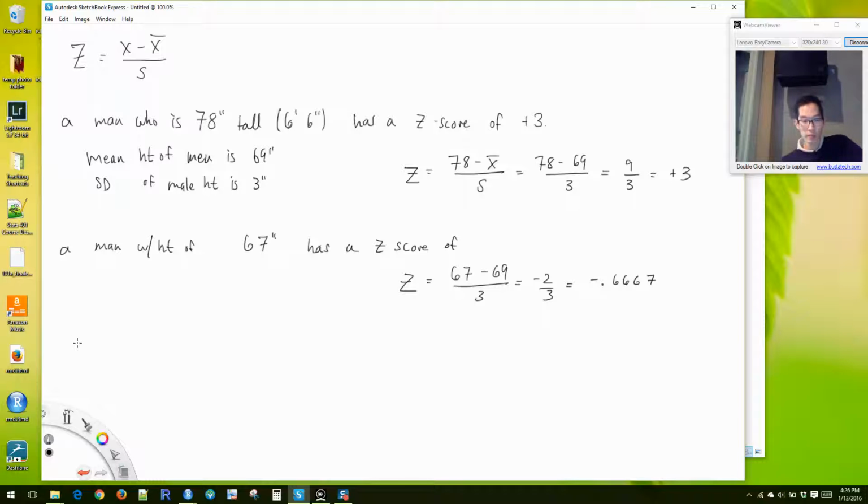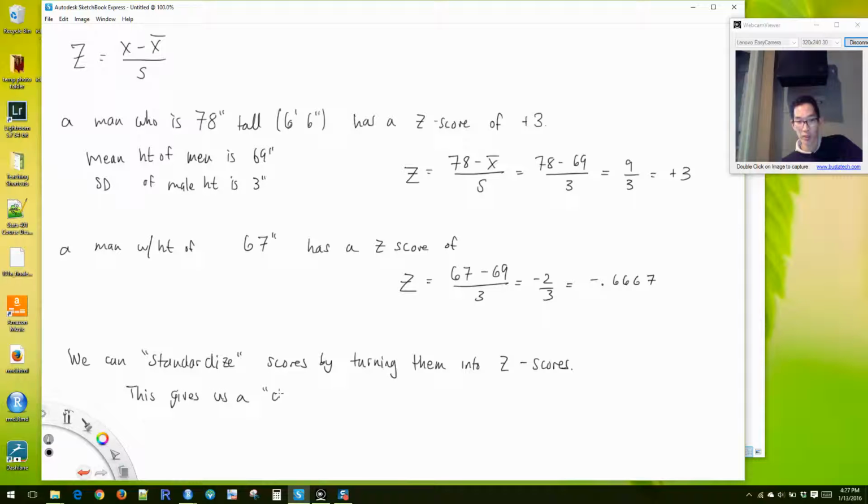So we can, quote, standardize scores by turning them into Z-scores. And this gives us a, quote, common way to measure and compare values coming from different populations.